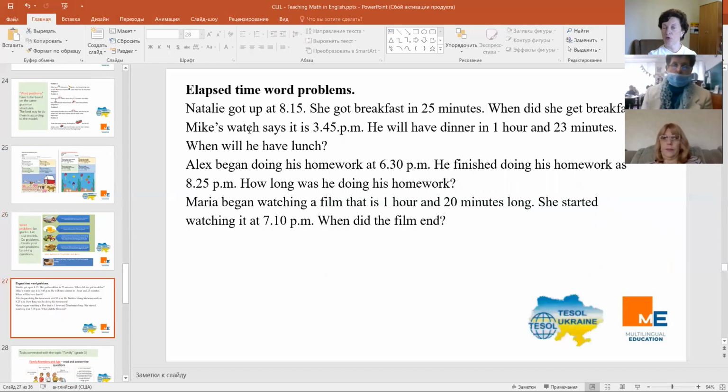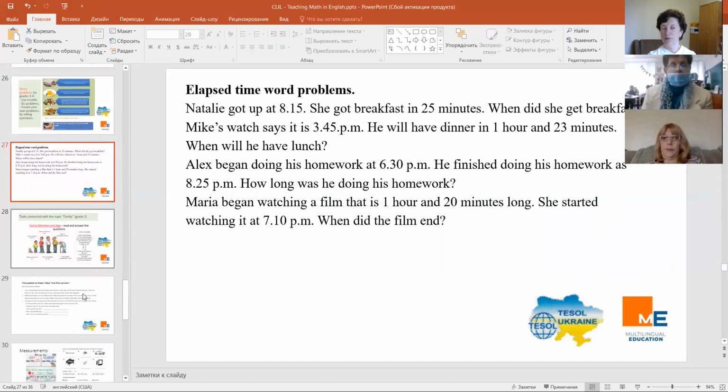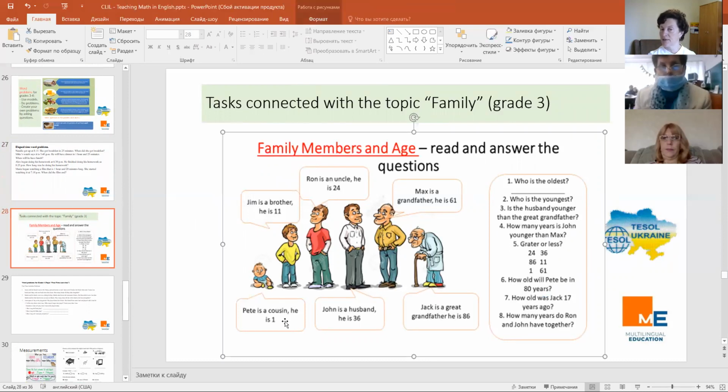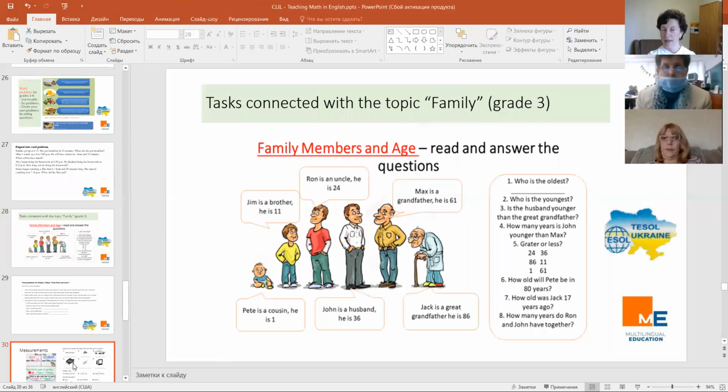Another example of problems for the third and the fourth grades would be elapsed time problems when we add time. So the problems for them will also have pictures. The pictures will be with different explanations, and then there will be many questions.